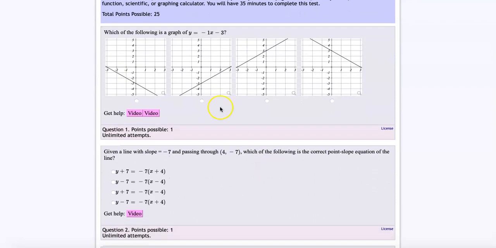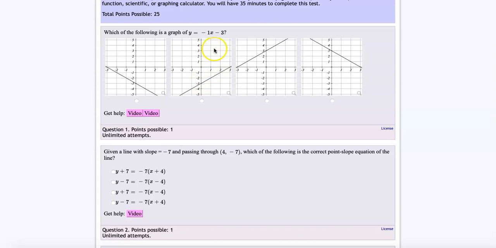Okay, so here's question number 1. Which of the following is a graph of y equals negative 1x minus 3? Remember, this negative 3 represents the y-intercept. So we want to look for a graph that has a y-intercept of negative 3. That narrows it down to the first and the second choice.